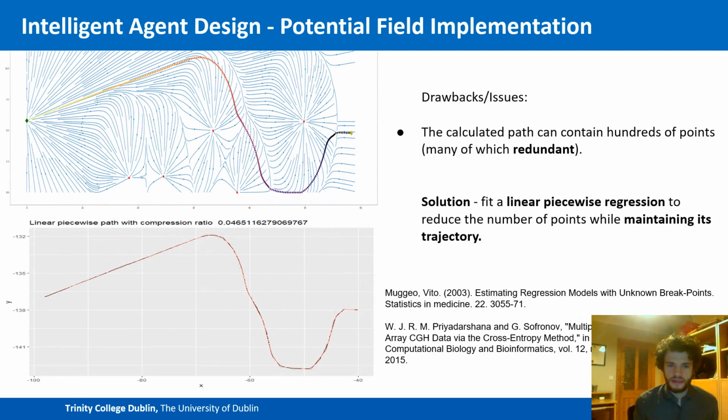Finally, we also add a piecewise linear regression to reduce the number of points while maintaining trajectory. You can see here that we have many redundant points, and we've been able to compress them by a factor of about 20 using this approach.